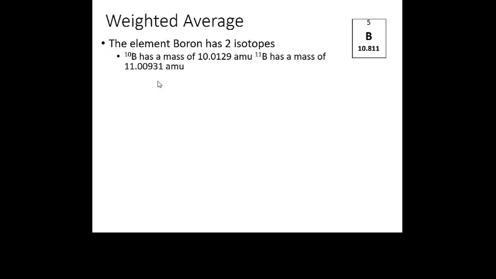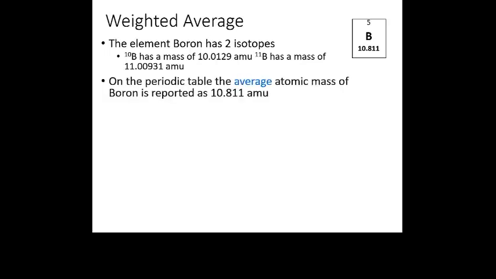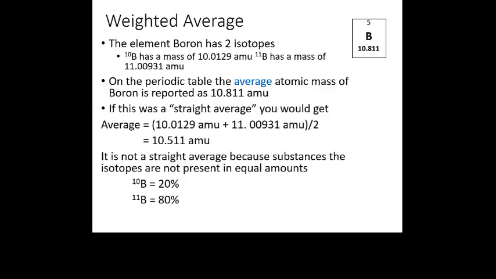And you'll note that the 10.811 on the periodic table is not a straight average, right? If it was a straight average, then it would be somewhere around 10.5 AMUs, right? But it's not. It's reported as 10.811. And why is that? Right? So you'd see if it was a straight average, you'd get about 10.5, right? But it's not a straight average because the isotopes aren't present in equal amounts. It's not 50-50 boron 10, boron 11.